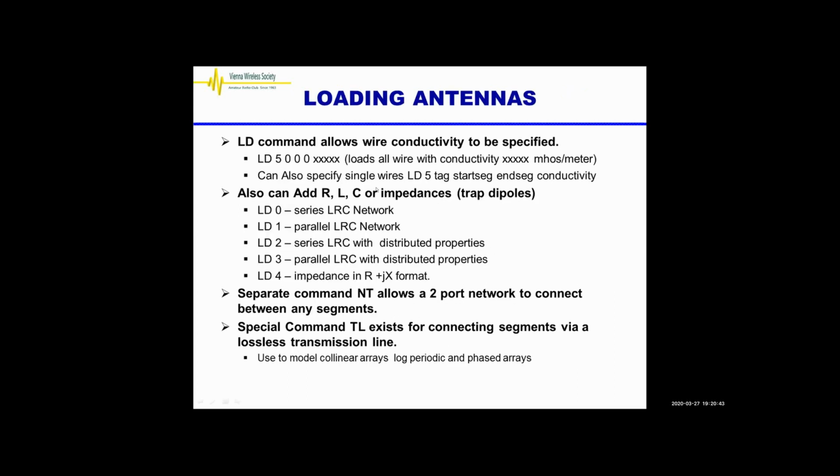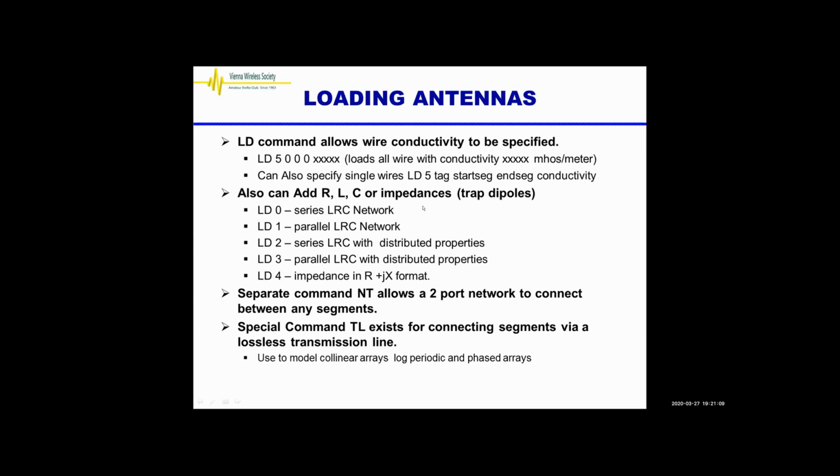And then, as I said, we have an LD command. LD lets us, for example, put real resistance in. So we put the conductivity in mhos per meter. What this does is let us say, hey, I've got copper, I've got aluminum, and the code will actually take that into account in computing the field level. So it'll figure the losses in your antenna.